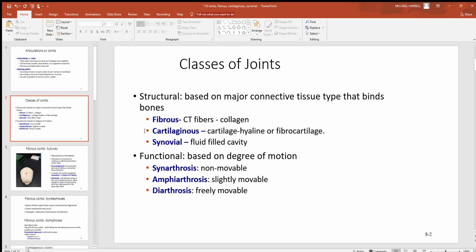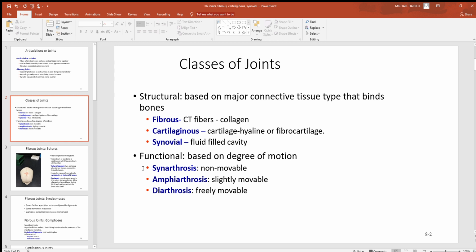You also have cartilaginous joints. Obviously, the ones where cartilage is found in between the bones. And of your three different types of cartilage, you'll either see hyaline or fibro, not the elastic. And then lastly, there's the synovial joint. These are the most complex of the joints, and these have fluid-filled cavities or spaces called bursa. We'll look at those a little further along.